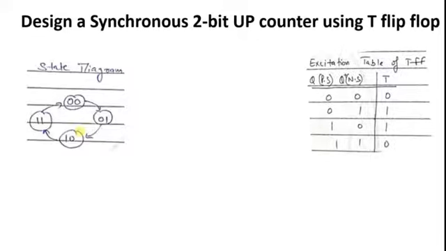The excitation table for the T flip-flop is basically this: present state 0, next state 0, T value is 0; 0 to 1 is 1; 1 to 0 is 1; and 1 to 1 is 0. So that is the excitation table of the T flip-flop. When you go for a synchronous design, we definitely need to go with the excitation table of the respective flip-flop. That is very essential. Without that, you will not be able to design the synchronous counter.